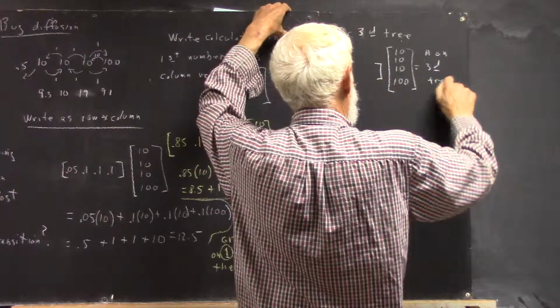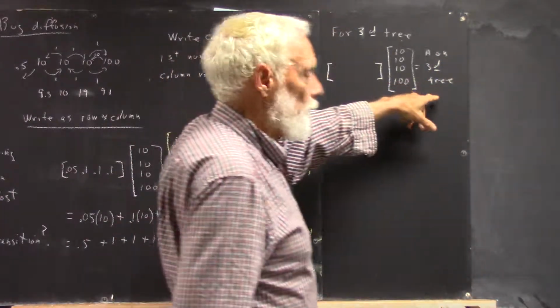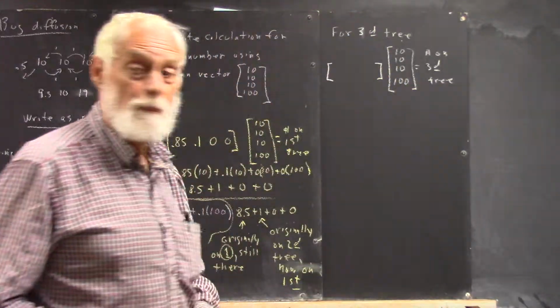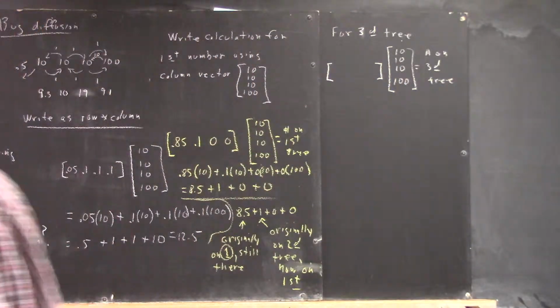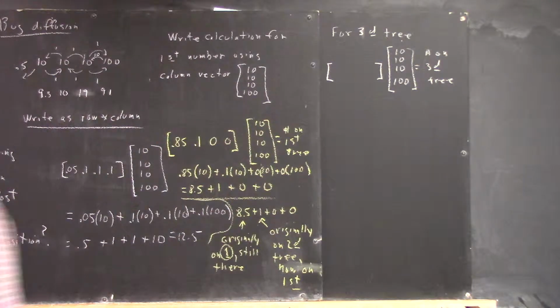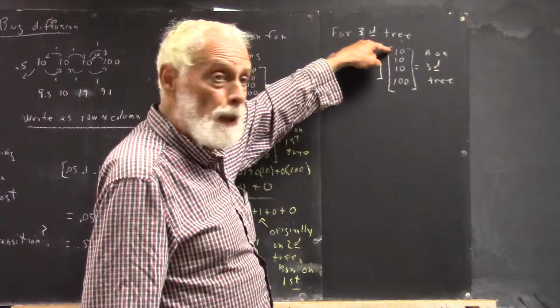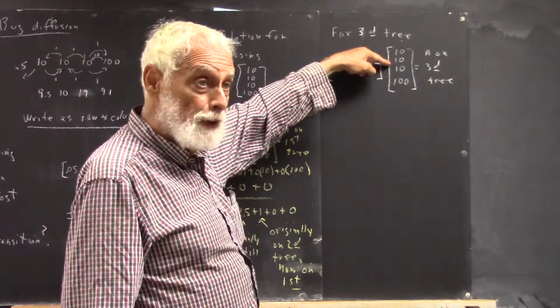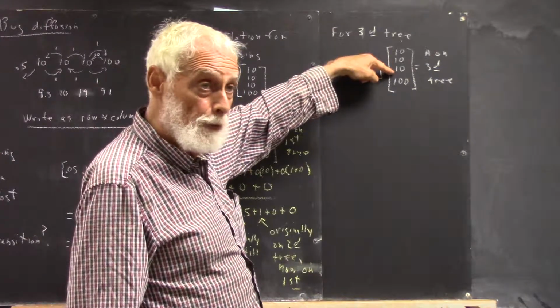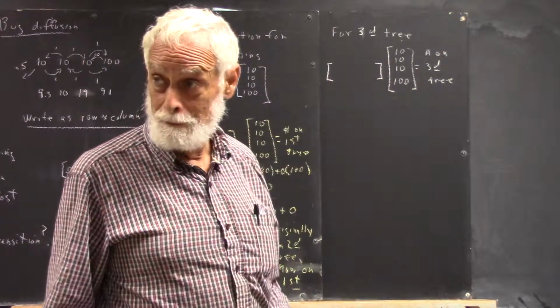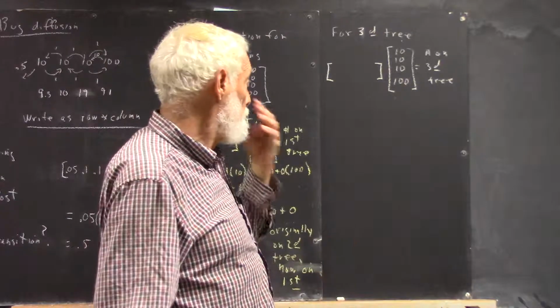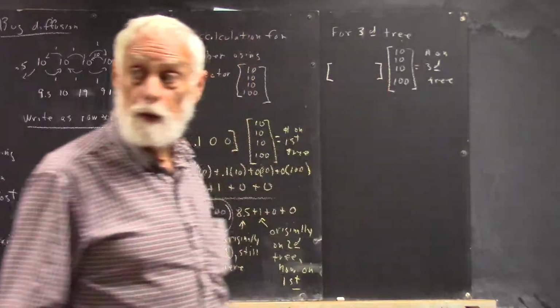To get the number in the third tree, and implicitly this is the number of the third tree after the transition. So what would the matrix be? We want to ask ourselves, how many of these bugs end up in the third tree? How many of these end up in the third tree? How many of these end up in the third tree? And how many of these, right? That's the question we have to ask to figure out what numbers to put in here. All right.